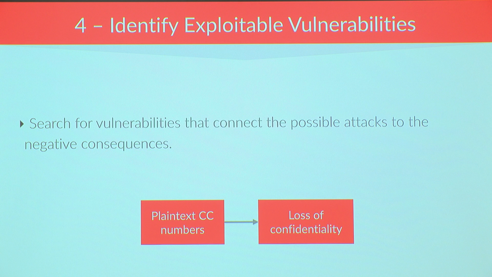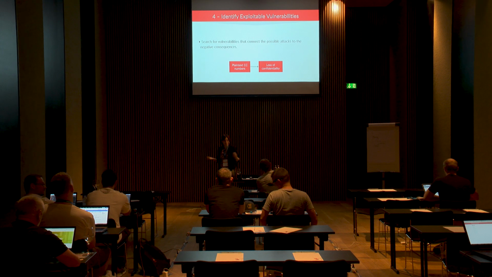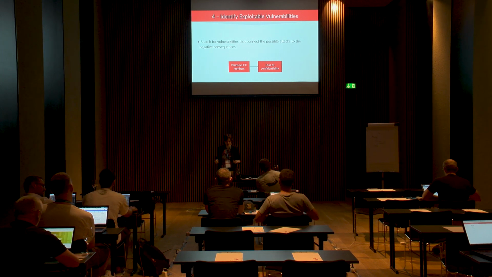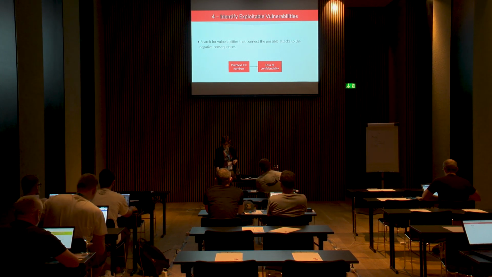So you have to identify the vulnerabilities that are exploitable. You have to search for the vulnerabilities that connect the possible attack to the negative consequences. An example is, well, we are storing credit card numbers in plain text. What is the negative consequence that this leads to? Does this actually lead to a negative consequence? Yes, we have loss of confidentiality. Okay, so that is an exploitable vulnerability.